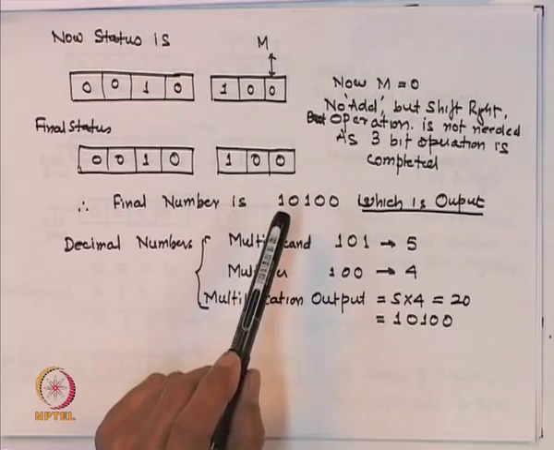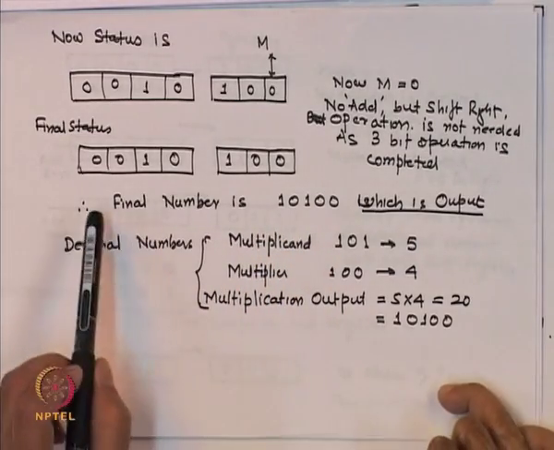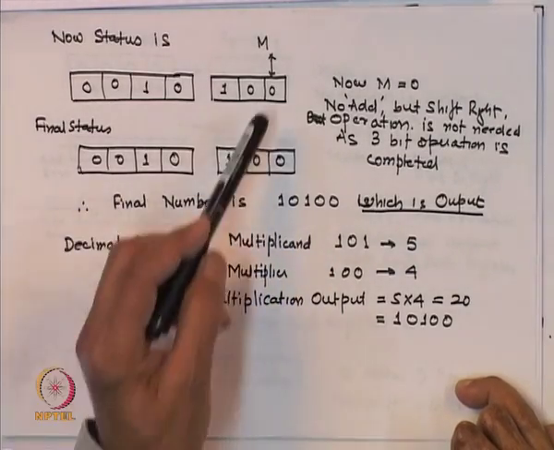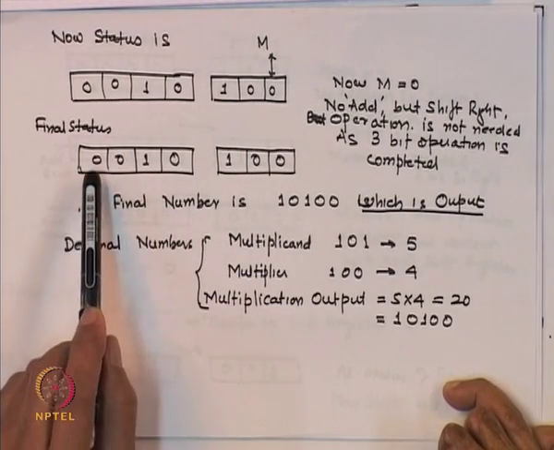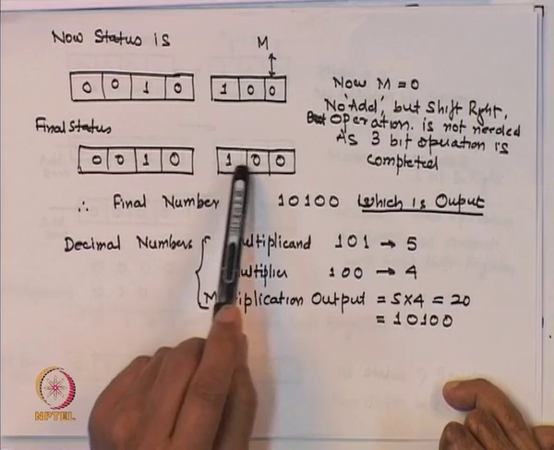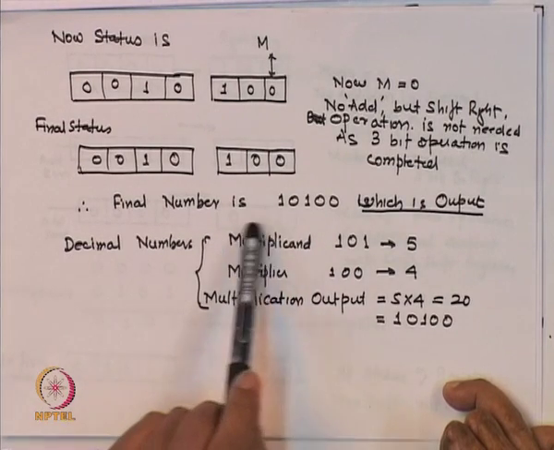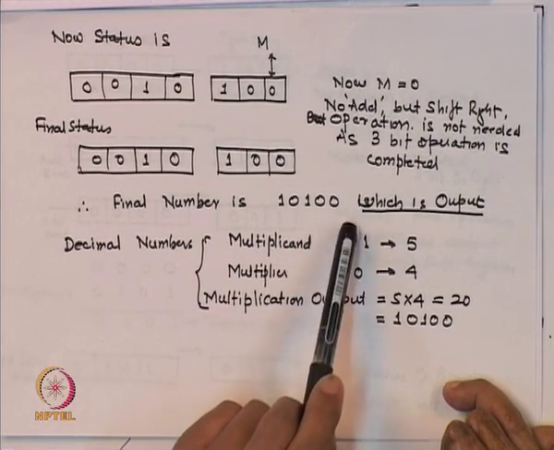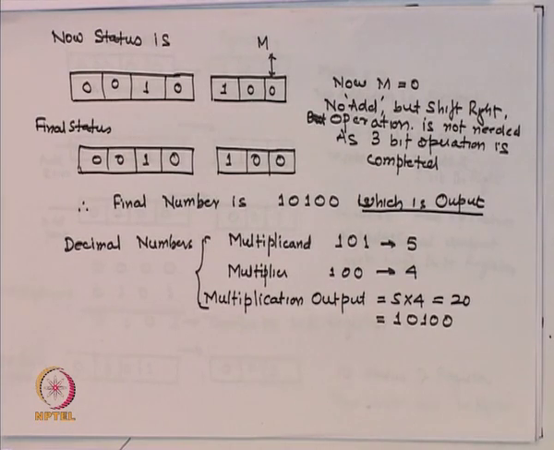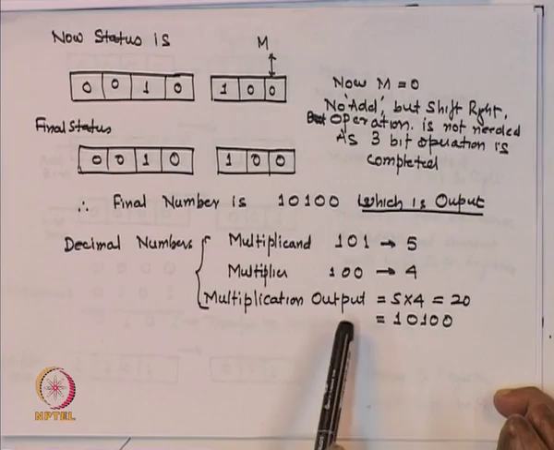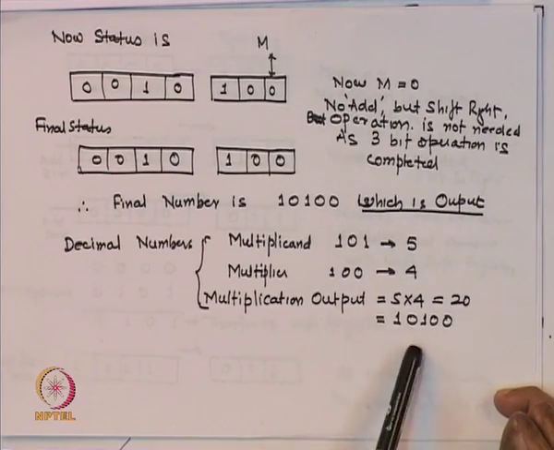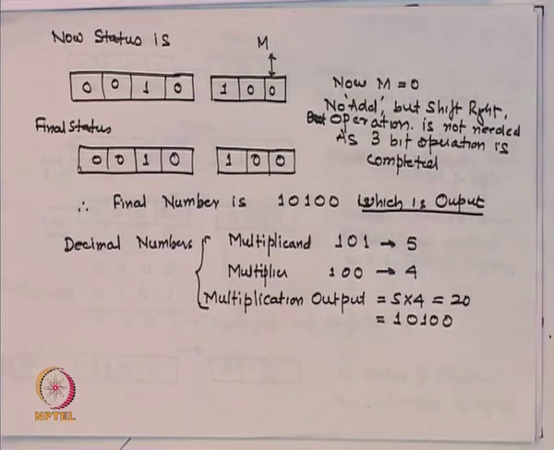So, no add operation is required. However, since all the 3 bits are already over, no more shifts are required. So, you get 0010100. So, if you write this number 10100, which is your output, if you see very clearly, 101 is 5, 100 is 4 in decimal, the multiplication is 20, which is 10100.